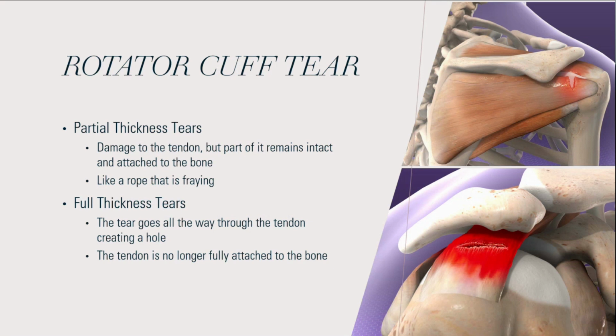A full thickness tear, which you can see in the top picture on the right, is characterized by the tear going all the way through all the layers of the tendon. It doesn't necessarily have to go all the way across the full tendon, but it goes all the way through the thickness of it. So that area of the tendon is no longer fully attached to the bone. And so this tends to be a little bit more of an issue when it comes to tears.